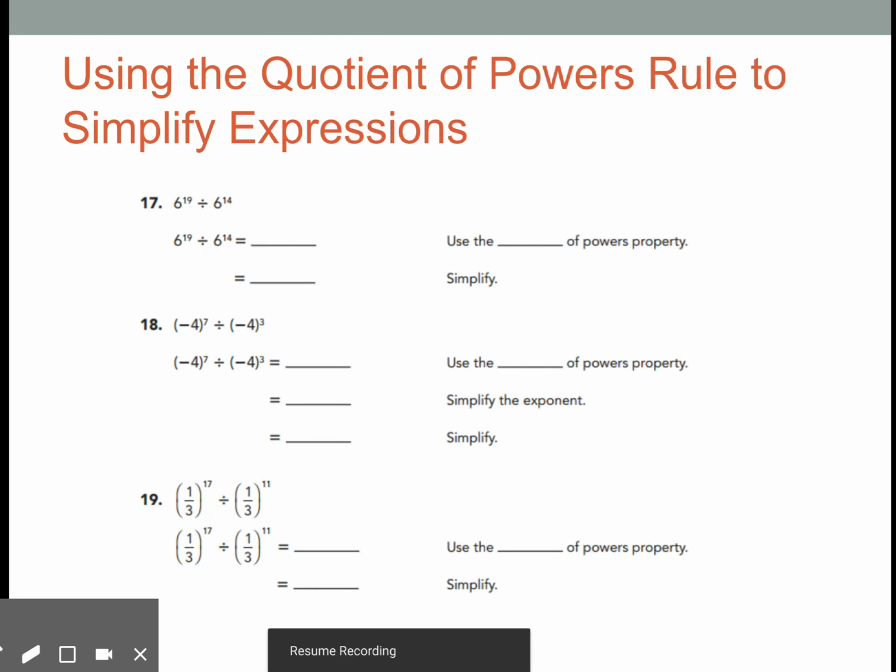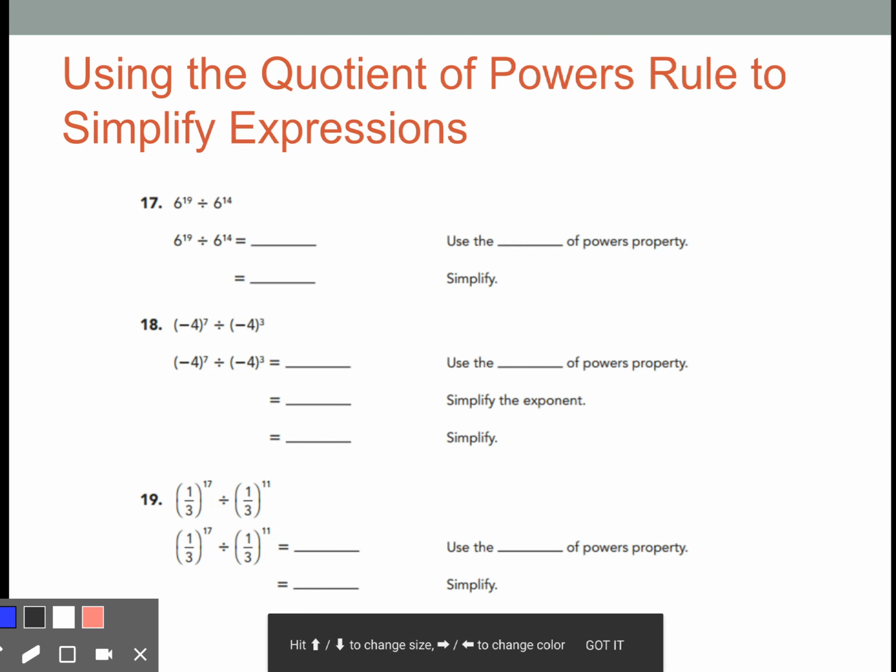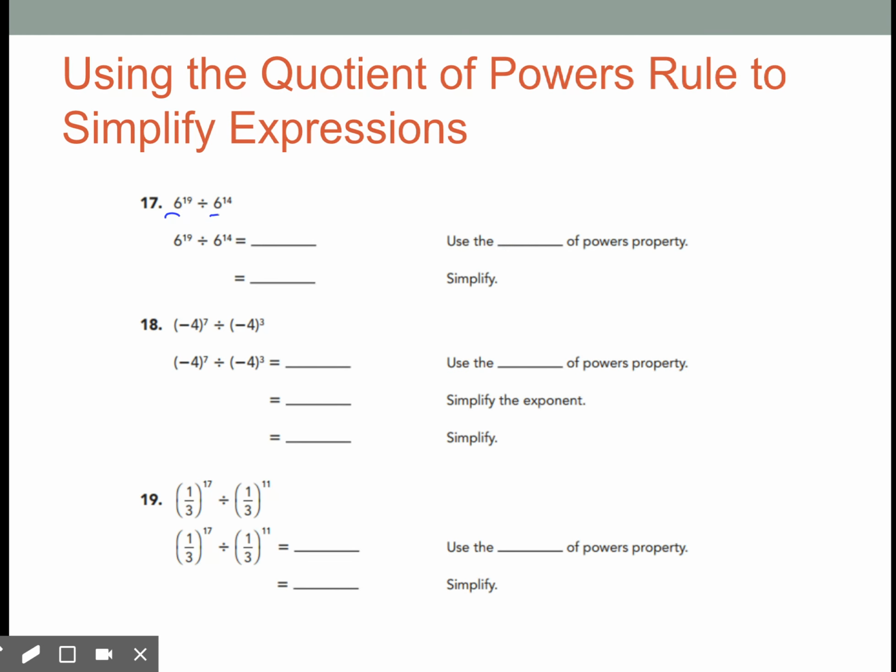Now we have the opportunity to do some practice here with the guided lines given to us. So number 17, 6 to the 19th power divided by 6 to the 14th power. Because I have the same base, I'm going to use that quotient of powers property. So that tells me that I'm going to keep my base of 6 and do 19 minus 14. As you know, 19 minus 14 is 5. So that simplifies to 6 to the 5th power.